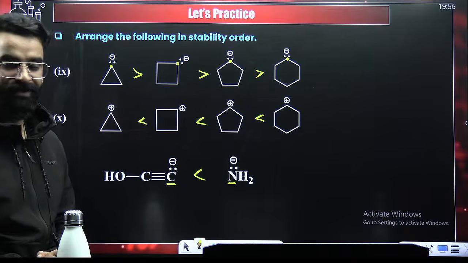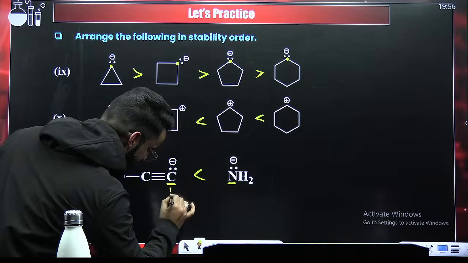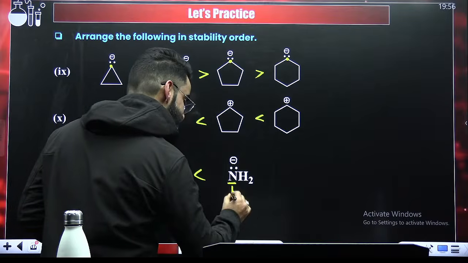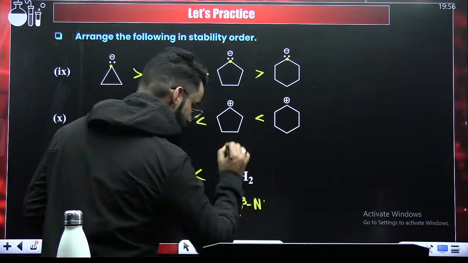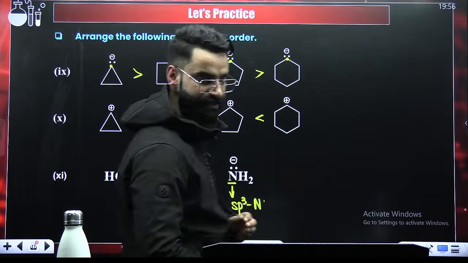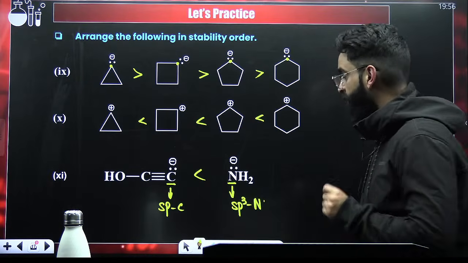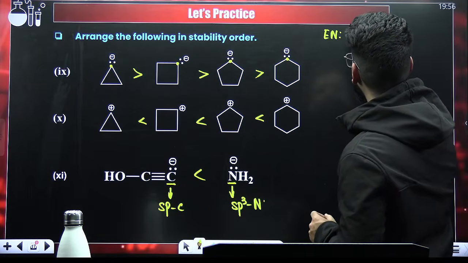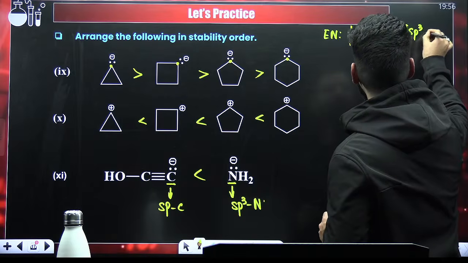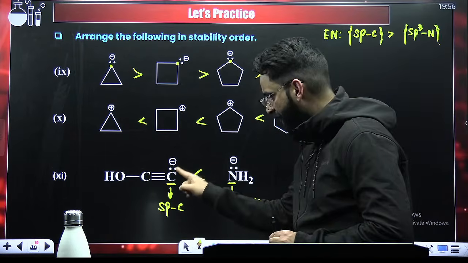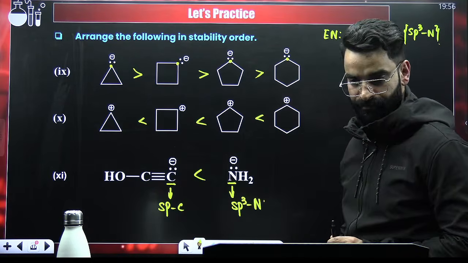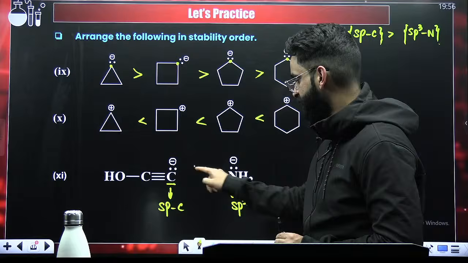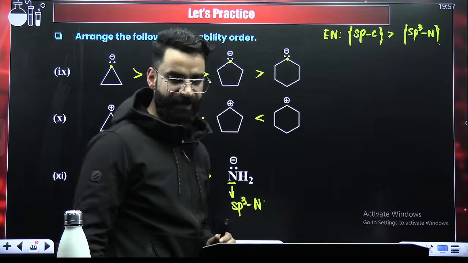But understand one thing, my dear students. This carbon here is sp hybridized carbon, and this nitrogen here is sp3 hybridized nitrogen. Remember from now onwards, the electronegativity of sp hybridized carbon is more than the electronegativity of sp3 hybridized nitrogen. So here carbon is more electronegative than this nitrogen. And more electronegative means negative charge is more stable. So what is going to be the stability order? This is going to be the stability order. Am I clear with this?